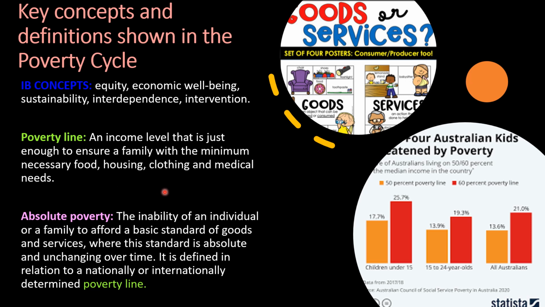So it is a line at which if you're below it, you cannot afford those basic needs. Absolute poverty is the inability of an individual or a family to afford a basic standard of goods and services, where this standard is absolute and unchanging over time. So this is defined in relation to a nationally or internationally determined poverty line, that income level that you don't want to go below.